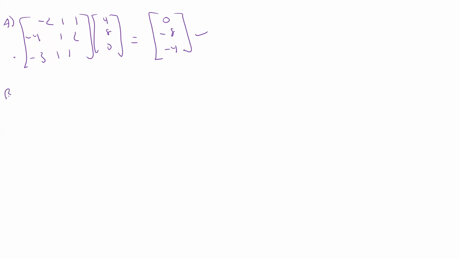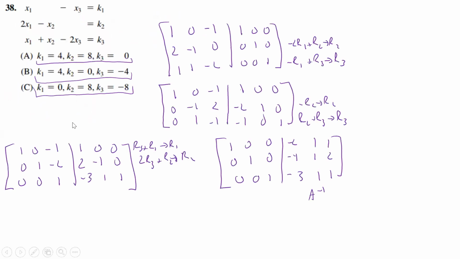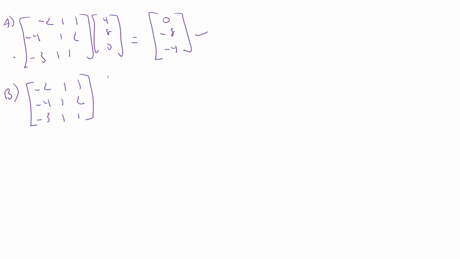Now B, same thing here. So it's going to be minus 2, 1, 1, minus 4, 1, 2, minus 3, 1, 1. And now we have 4, 0, minus 4. All right, so this is going to be minus 8, 0, minus 4, so that's a minus 12. That's going to be minus 16, 0, minus 8, so that's going to be what? Minus 24. Minus 12, 0, minus 4, so minus 16. So that's going to be part B.